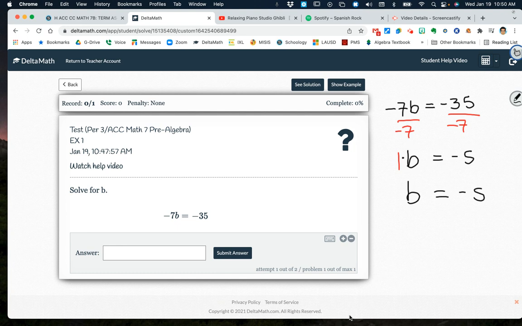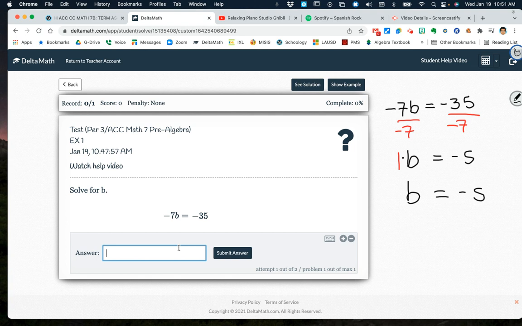So here's the moral of the story. Look at your coefficient. The coefficient is the number multiplying the variable. Remember we said that? Whatever your coefficient is, that is the number you divide by. If it's positive, then you divide by a positive. If it's a negative, then you divide by a negative. Okay? All right. So now that we know that, we can go quickly, I think.